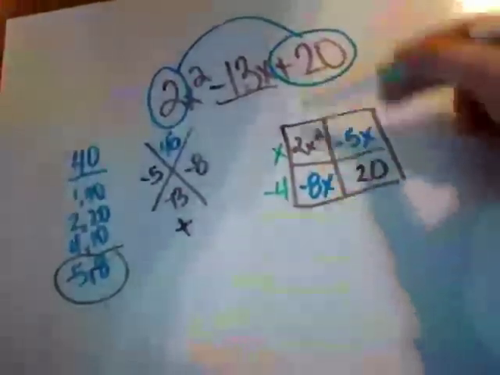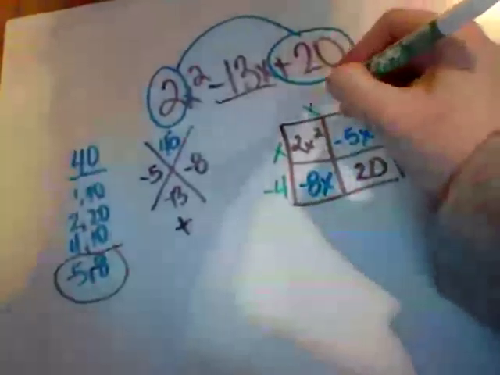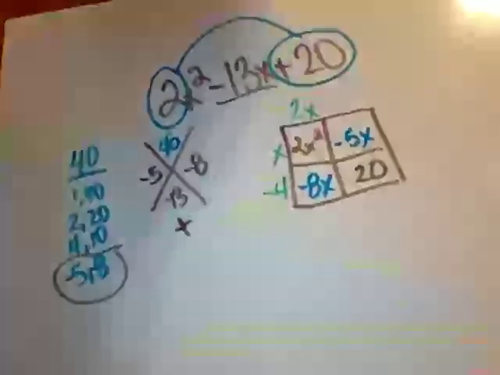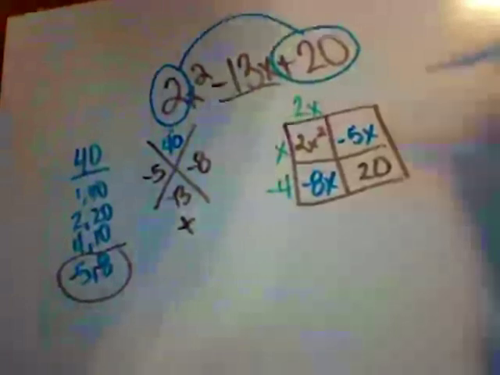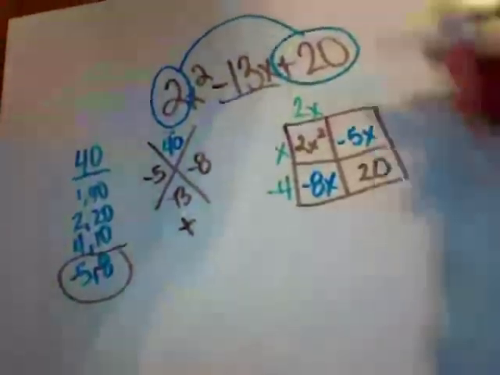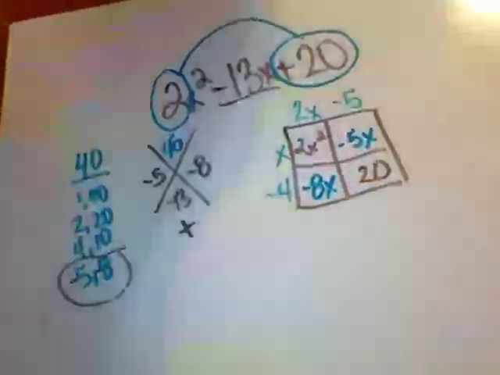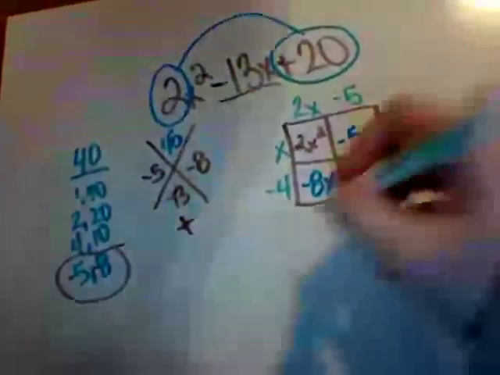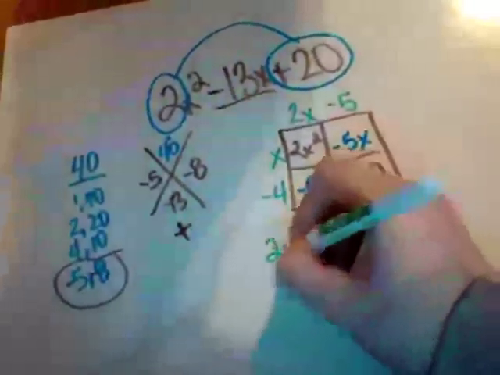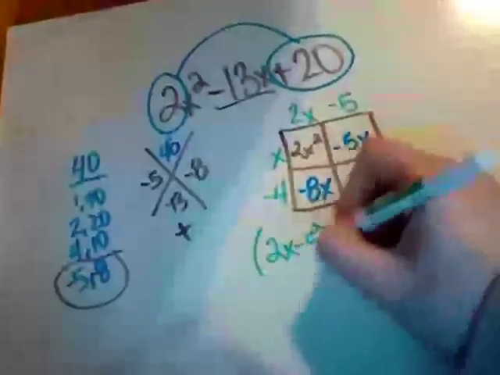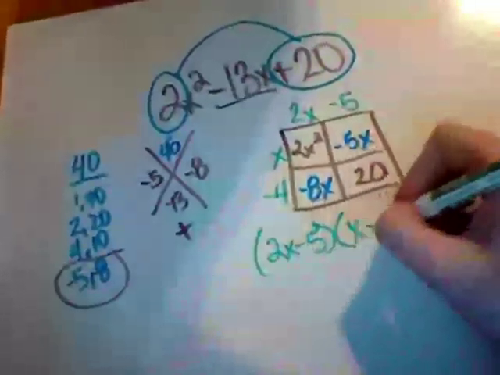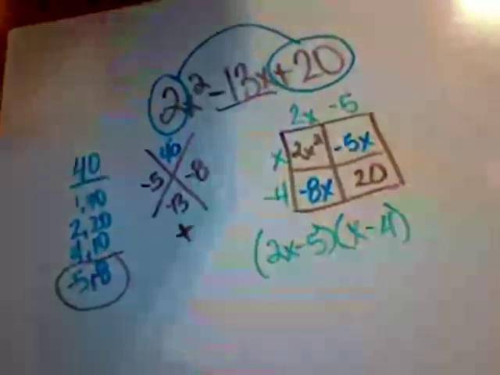For the first column, we can factor out an x. We can also factor out a 2. And then for the last column, we can factor out a 5. And since it's touching this negative 5x, we're going to make that a negative 5. So we have 2x minus 5 times x minus 4.